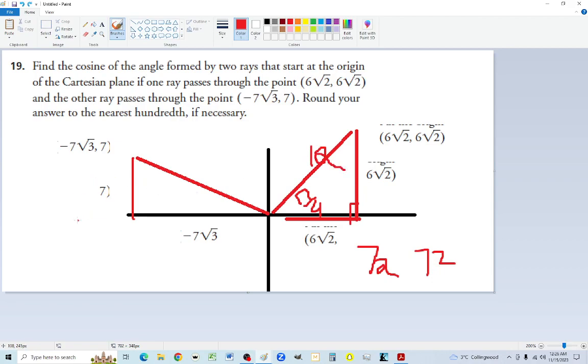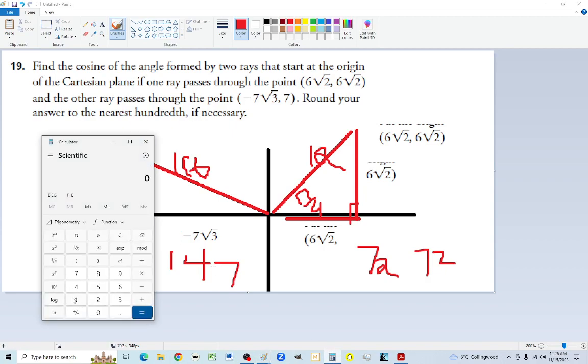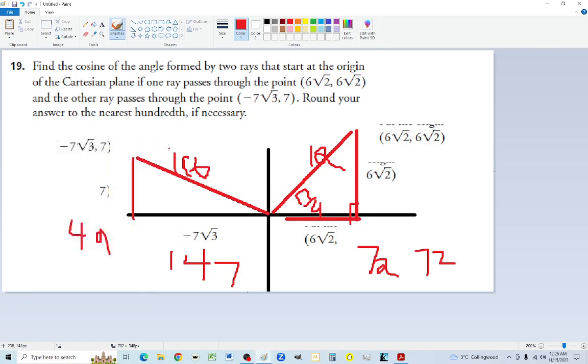This over here, that's 49 squared. That's 49 times 3, which is 147. 147 plus 49 gives me 196, which I think is 14. 196. Yeah, 14. Which means this one is 14.